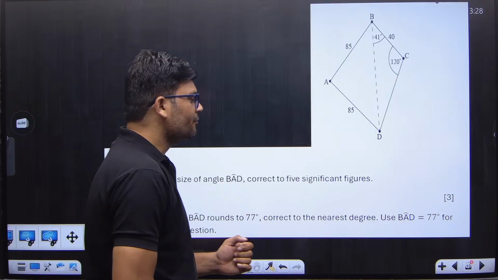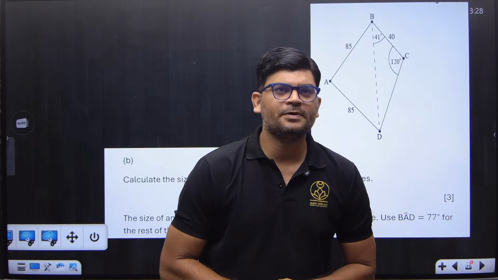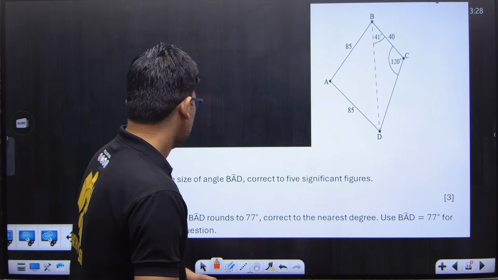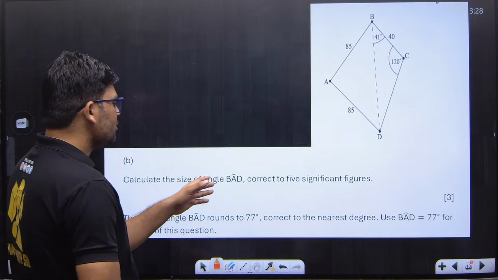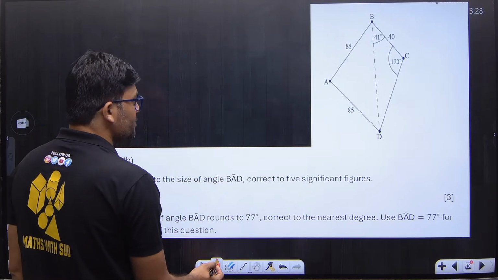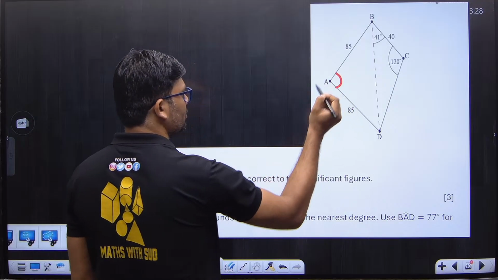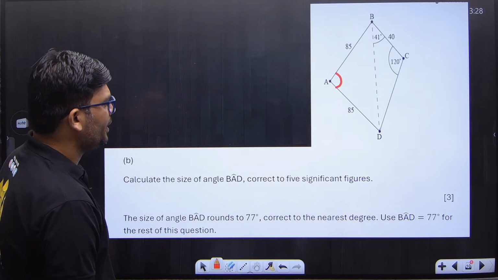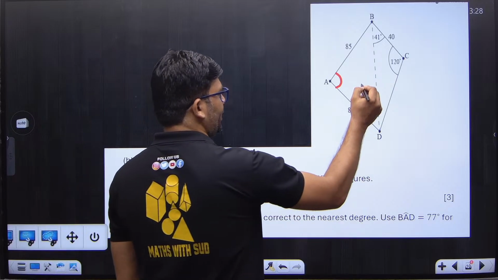So significant figures, you are not aware about significant figures? No, we know. Somewhat. So calculate the size of angle BAD. Which angle? This angle, correct to 5 significant figures. How can you find angle BAD? Now that you know BD, tell me.